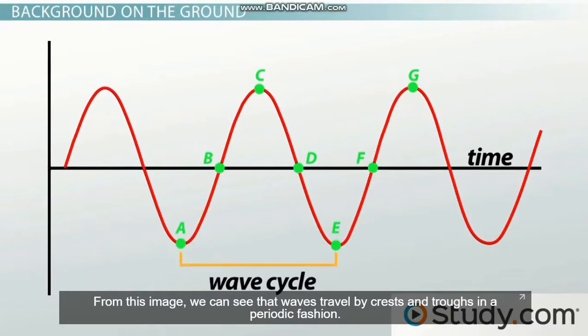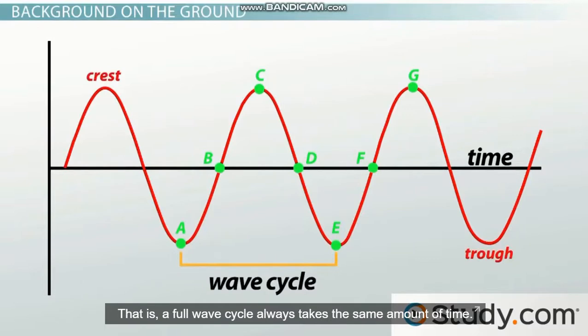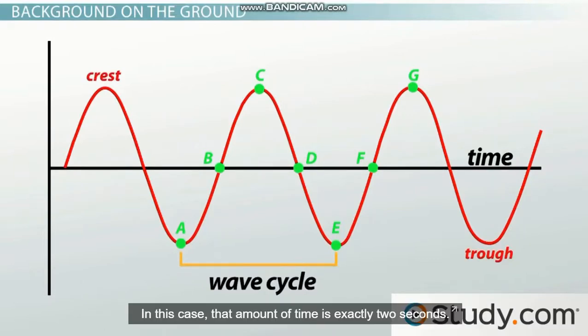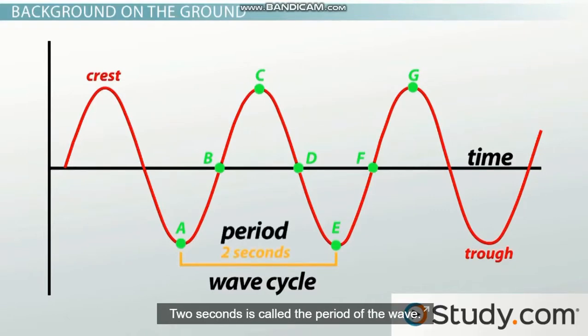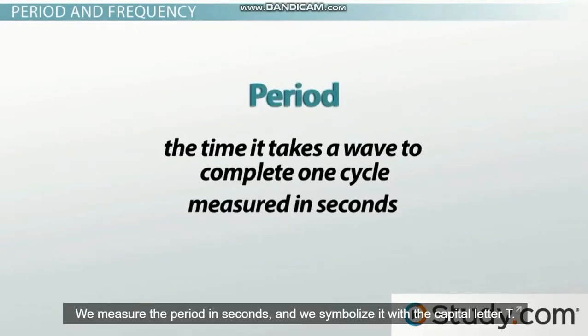From this image, we can see that waves travel by crests and troughs in a periodic fashion. That is, a full wave cycle always takes the same amount of time. In this case, that amount of time is exactly 2 seconds. 2 seconds is called the period of the wave. The period is the time it takes a wave to complete one cycle. We measure the period in seconds and we symbolize it with the capital letter T.